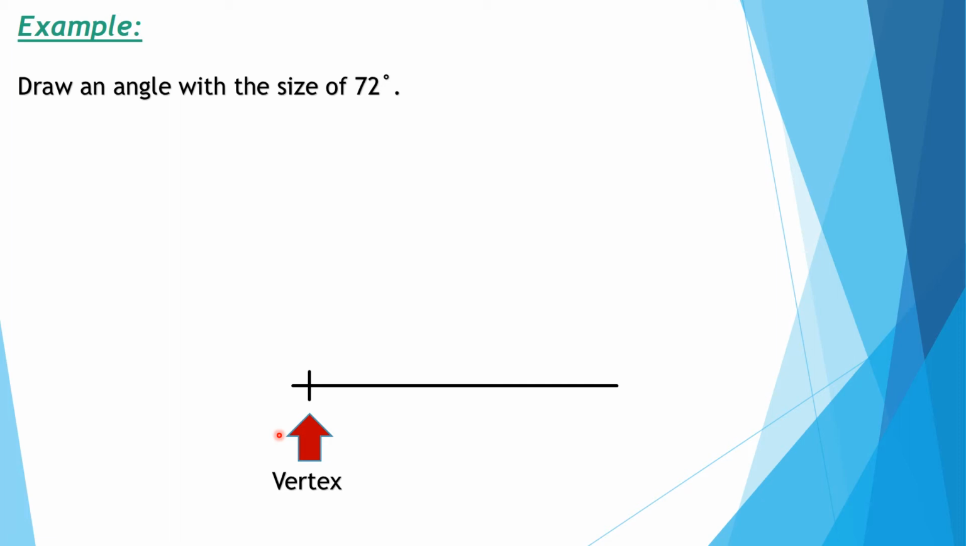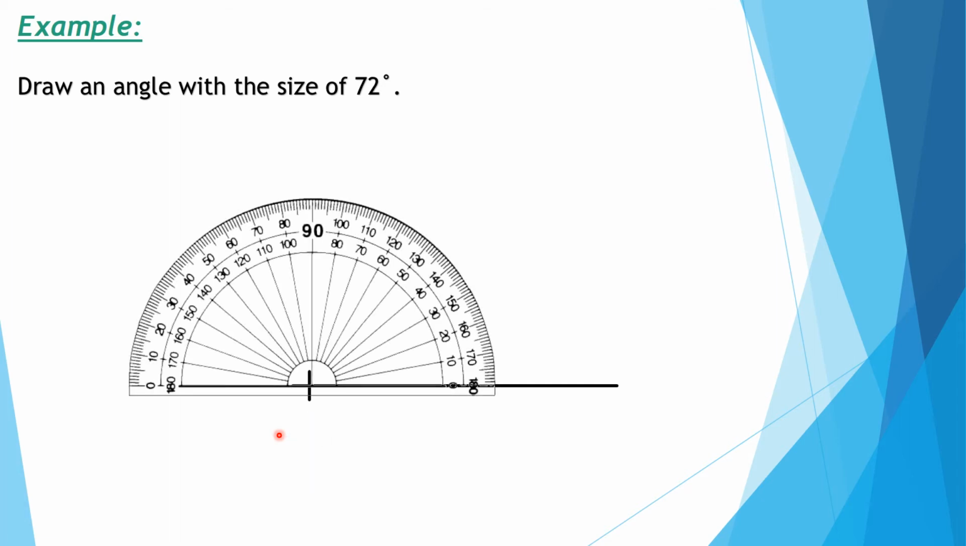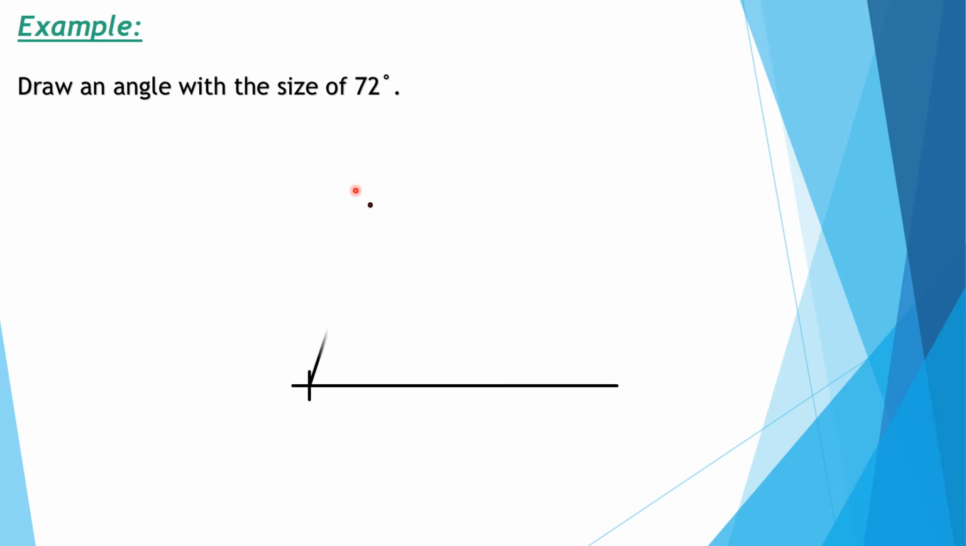Then it's time to use the protractor and check the given size to be drawn. We will check from this arm where 72 degrees is. 72 degrees is here. 70 and 72 is here. So, we can mark 72 degrees and then we can match that point to the vertex drawn. So, this is how to draw an angle with any particular size.